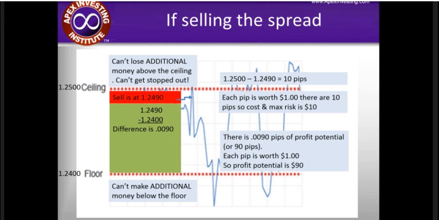Now, I can close it anywhere I want to. I can close it 10 pips later, okay? If I sold it at 24.90, bought it back at 24.80, I'd make 10 pips. If I sold it at 24.90 and bought it back at 24.95, I'd lose 5 pips, okay? And if it closes below the floor, I make the maximum. If it literally expires there below the floor, I'll make the maximum of 90 pips. It doesn't have to expire in between the center or anything like that.